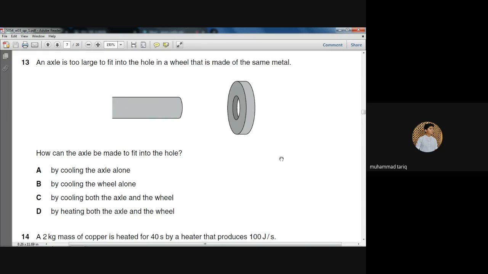Yes, sir. So how can the axle be made to fit into the hole? By cooling the axle alone. That is true. By cooling the wheel alone, the wheel should not be cooled because the hole will become smaller. By cooling both the axle and the wheel, that's wrong. By heating both the axle and the wheel, that is also wrong. Either you should cool the axle so it becomes smaller and then it will fit in the hole, or you should heat the wheel so that the hole becomes bigger. So what is the choice? Sir, B part. Oh, A part, sir. A is the right answer, by cooling the axle alone. A is the right choice for question number 13.